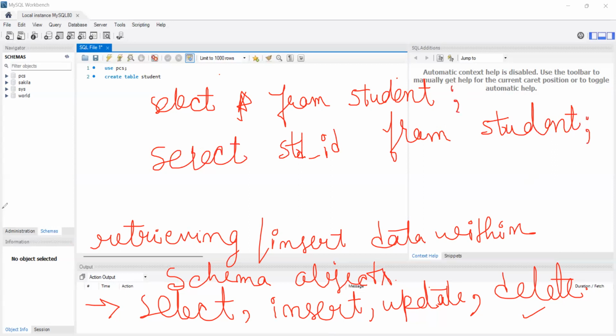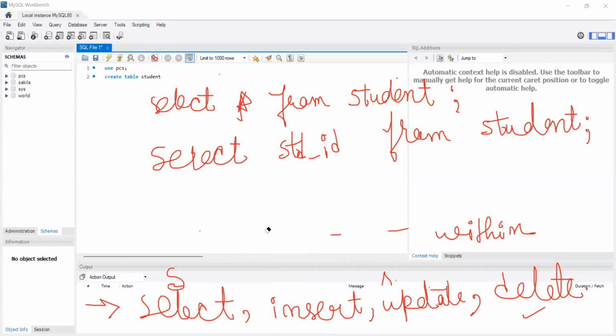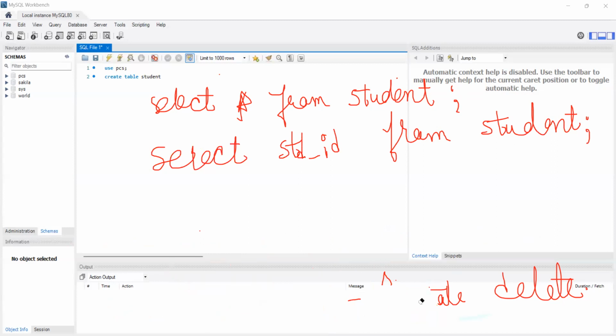When you do this in PostgreSQL, it is not necessary, but this thing is necessary for MySQL and Oracle both. Select star from student is for fetching the table content of student. Then select ID from student will fetch the particular student ID column from the student table.